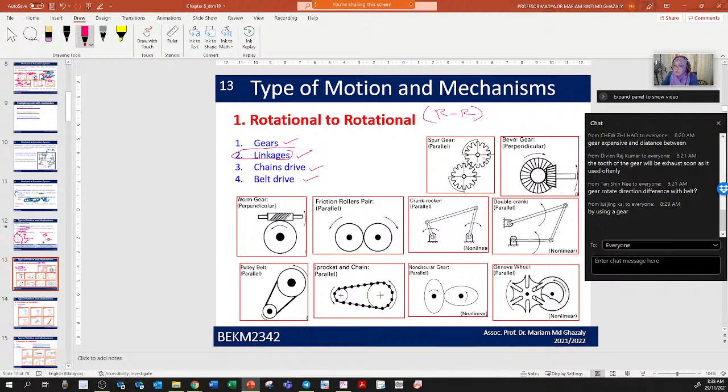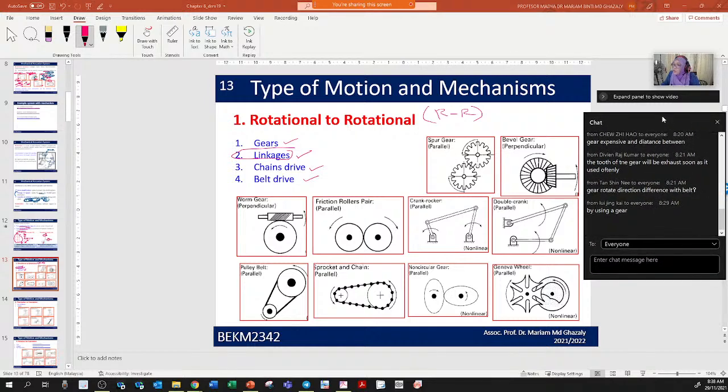The picture here shows the types of mechanism that can convert from rotary to rotary. The first one is the spur gear, the normal gear, like the one in your bicycle. The second one is the bevel gear.